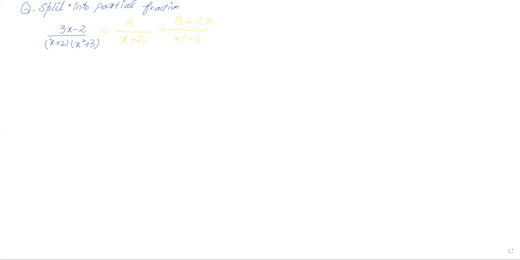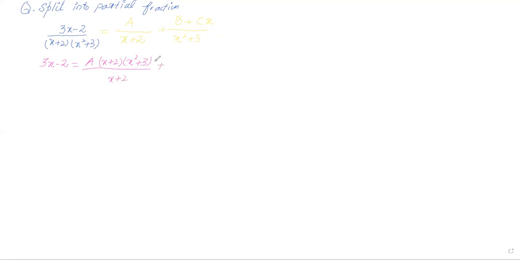The next step is you have to remove the denominators. The same step you have already done in type 1, type 2, and type 3. Now you have to solve. When you multiply by the denominator, you have to multiply with the numerators. So 3x minus 2 will remain as it is, equal to A times (x plus 2)(x squared plus 3) divided by x plus 2.